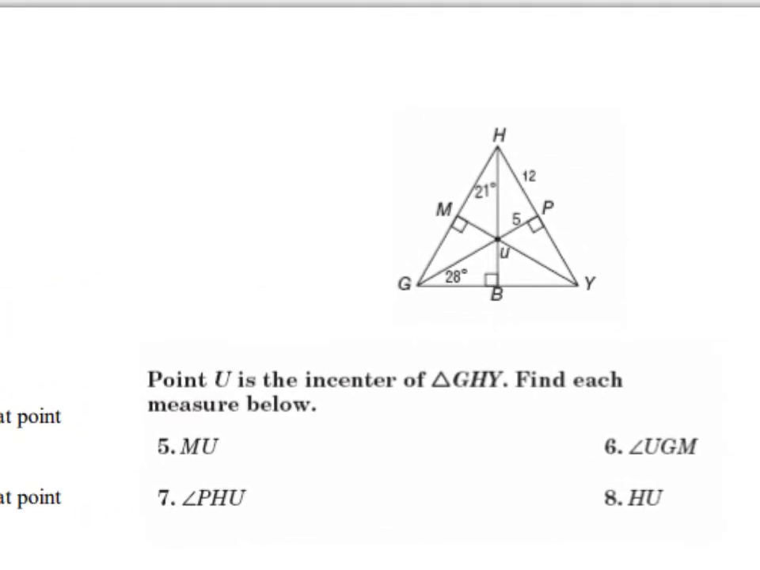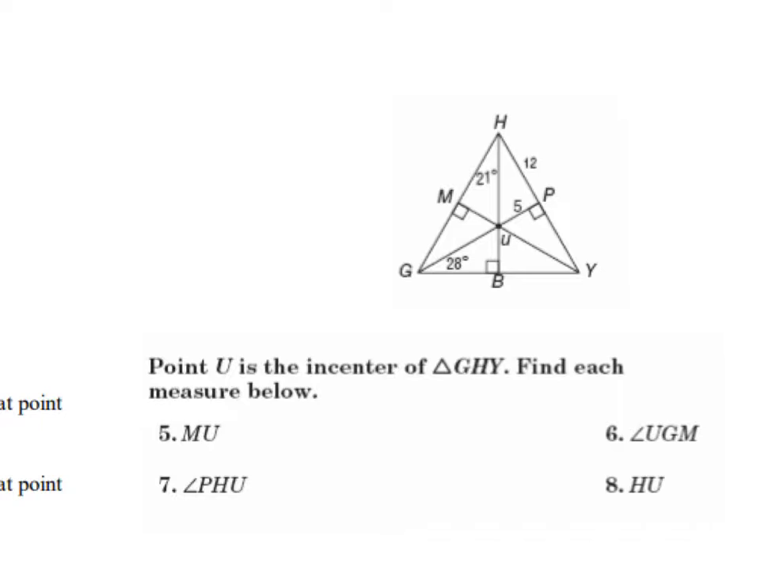Next, we're looking at an incenter. Remember, an incenter is where the angle bisectors cross, so we're going to be using that. And the incenter is equidistant from the sides. So this first one asks for MU, which is going from the side to the center. So I need to find another spot that's going from the side to the center, which would be 5.